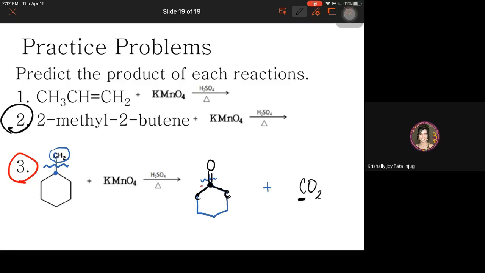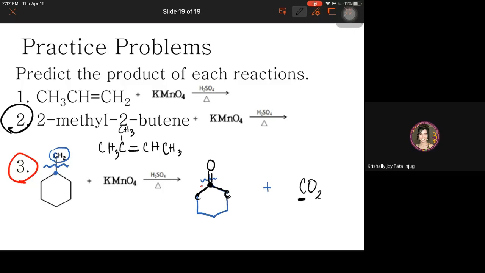Okay, let me answer number 2. You do number 1, it's the simplest. You have to draw first the structure of 2-methyl-2-butene. It says butene, so 4 carbons, with the double bond at carbon 2. On carbon 2 there is a methyl. Then continue by adding hydrogen, CH, then CH3. So that is 2-methyl-2-butene.